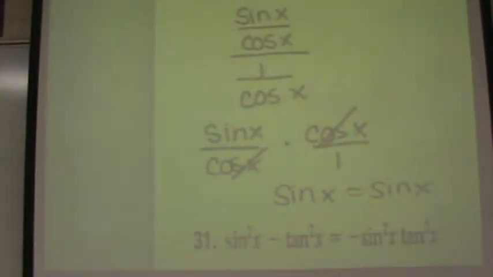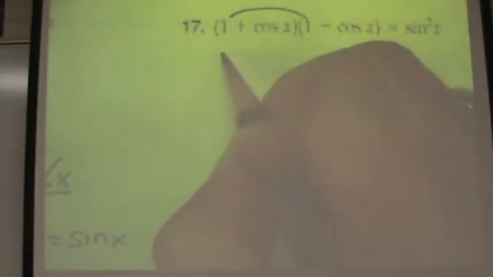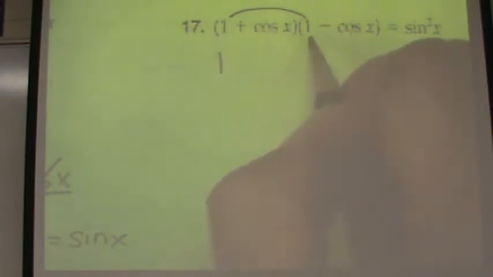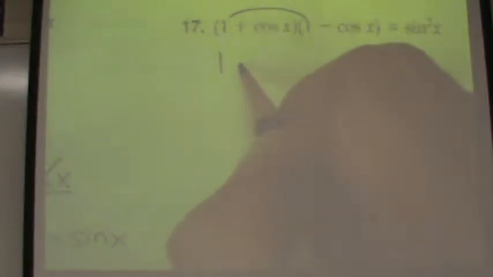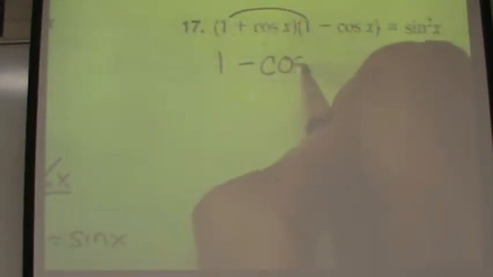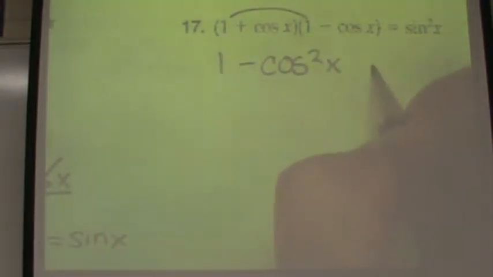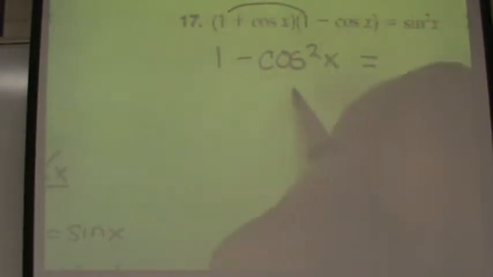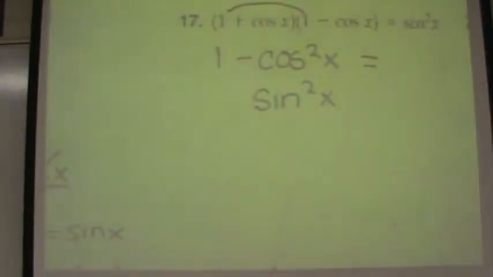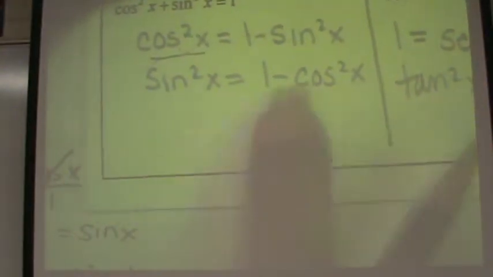Okay, 17. What is this one asking you to do? FOIL. Can you FOIL this for me? What do you get? What's 1 times 1? What happens to the next 2? Why do they cancel? And what is 1 minus cosine squared? You know why? Yep. Right there.